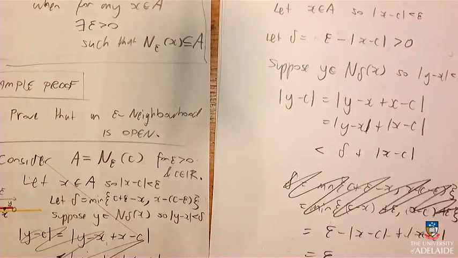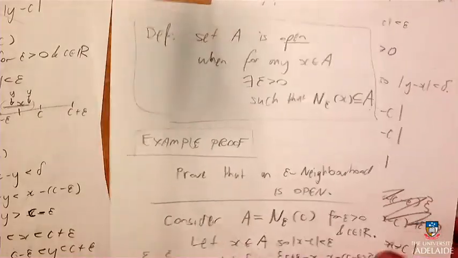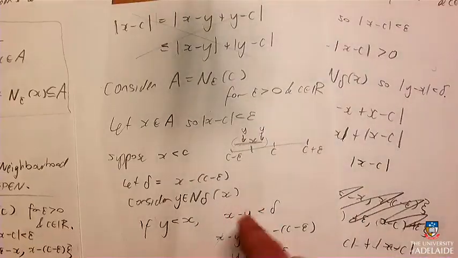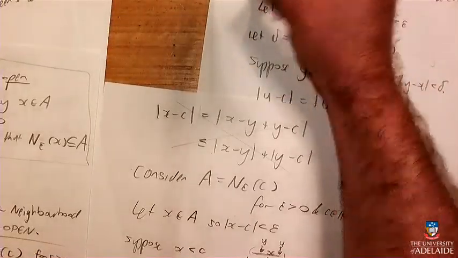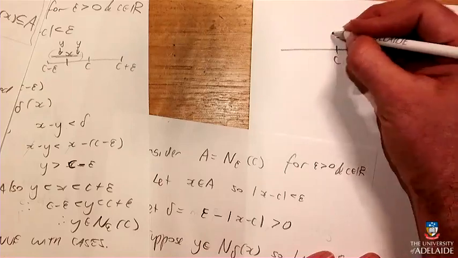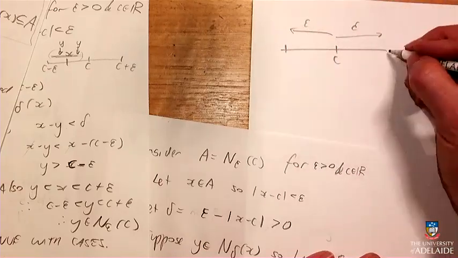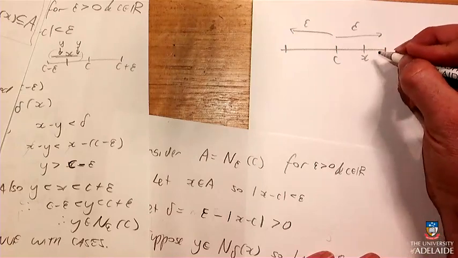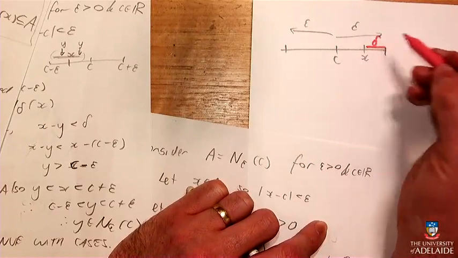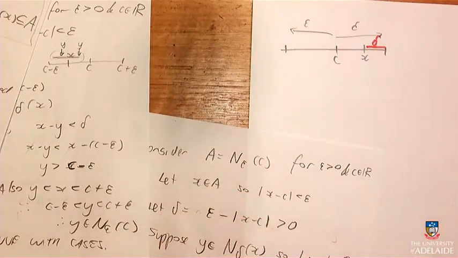Okay. I just want to redo that without all the crap. I've got the picture now. So this is okay, or this. All right. So the picture was this. This is c, this is epsilon, this is epsilon. If x is here, then this distance is delta, right? That's the one we want.